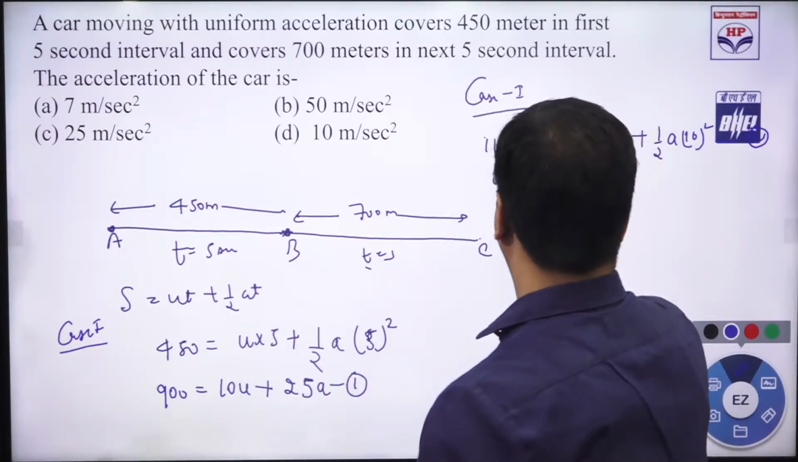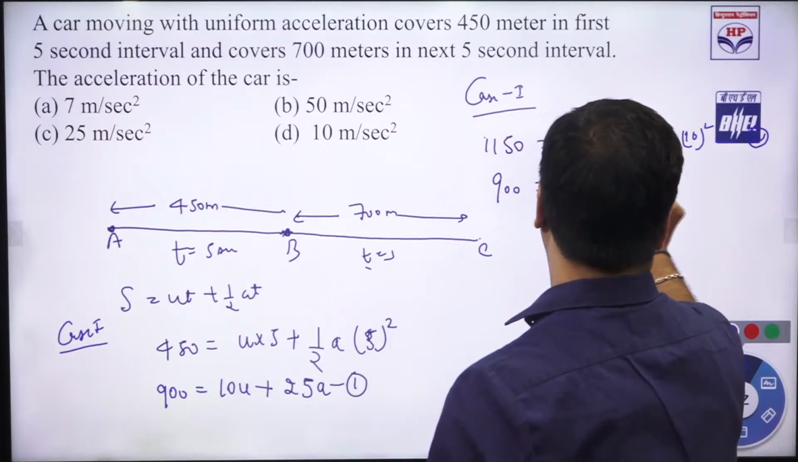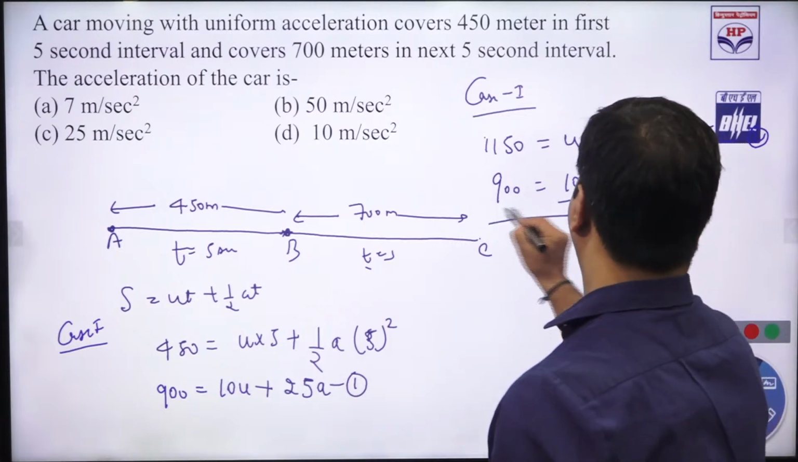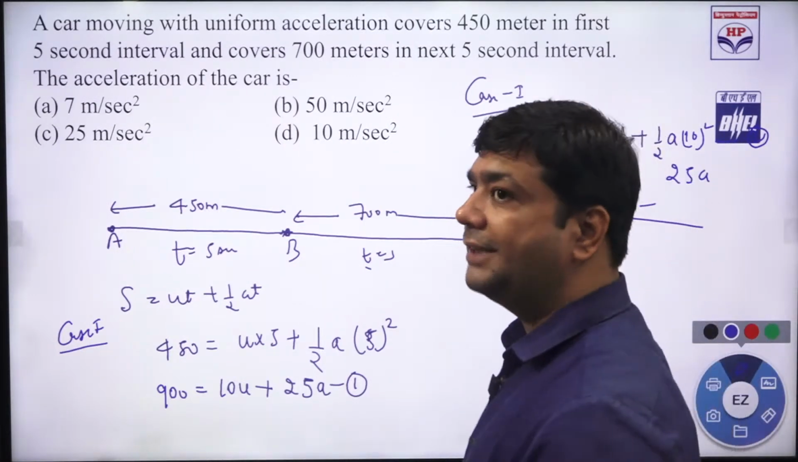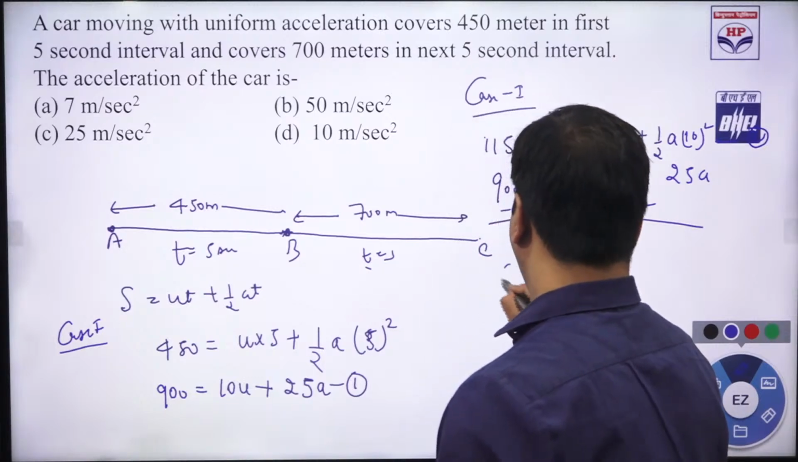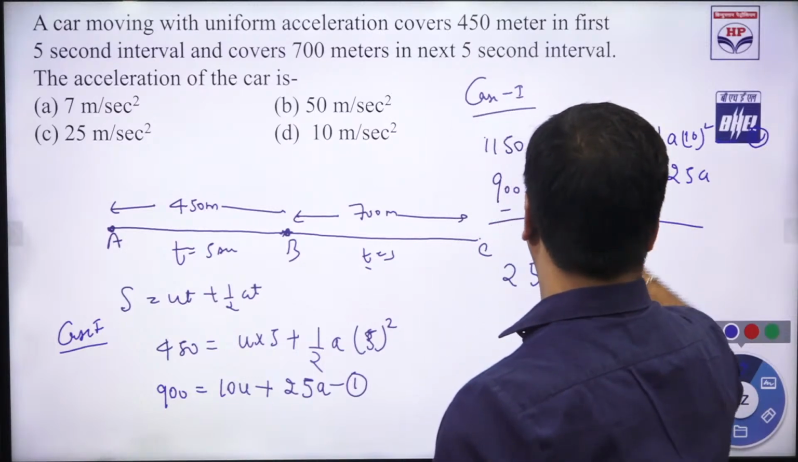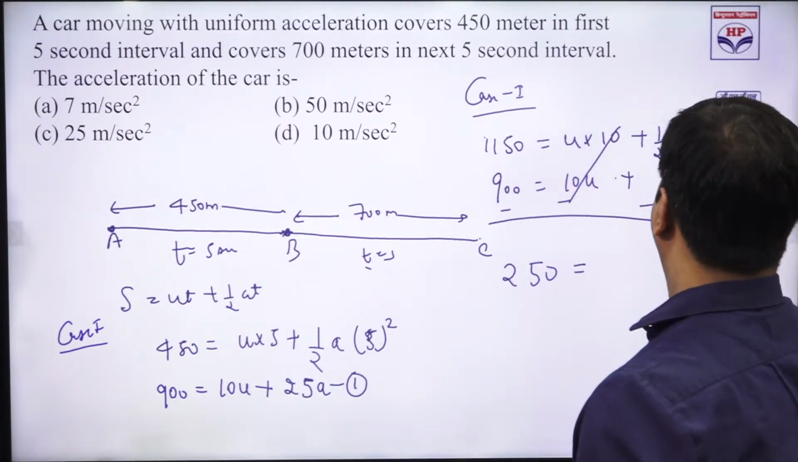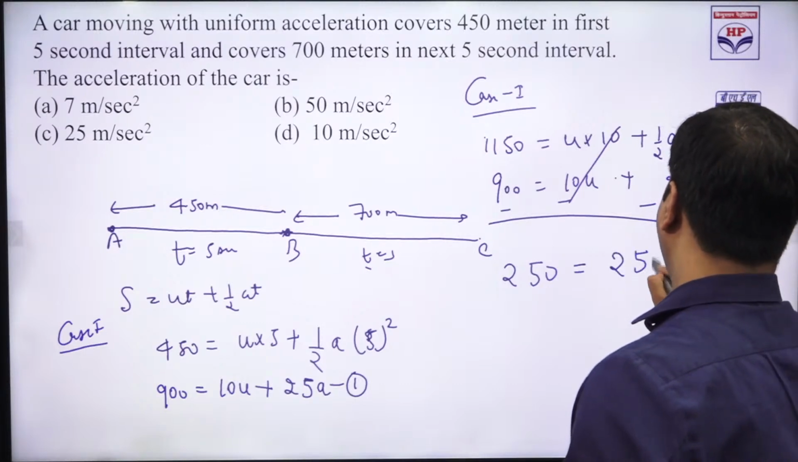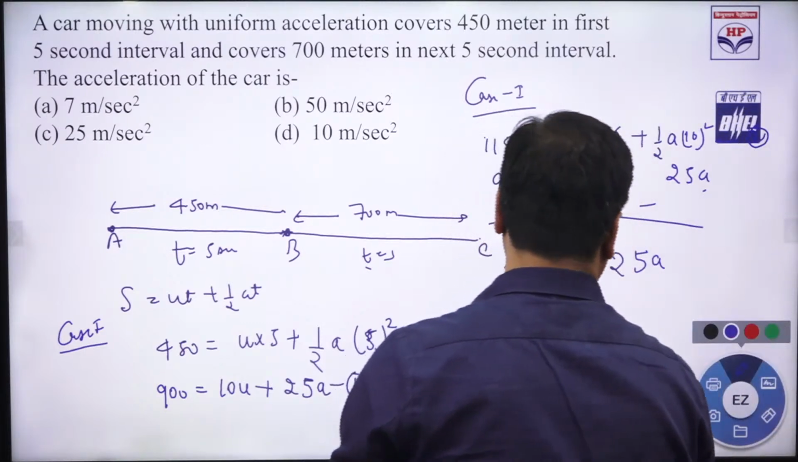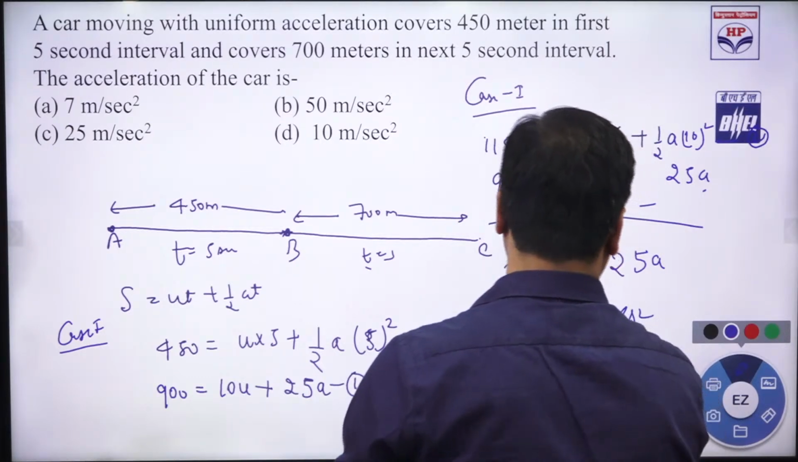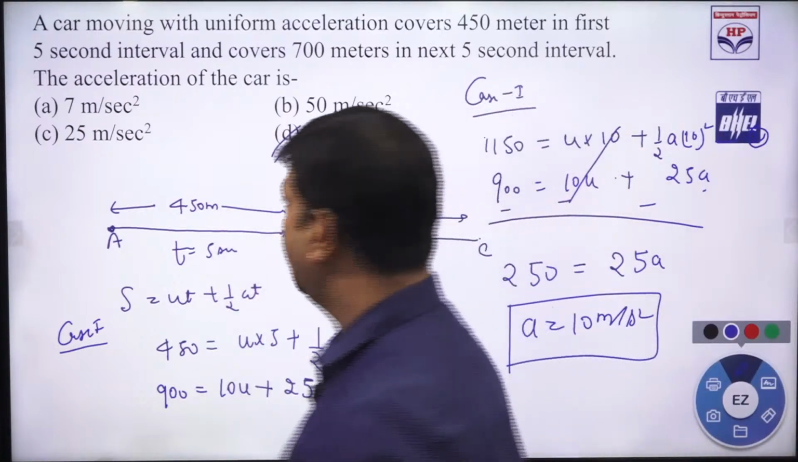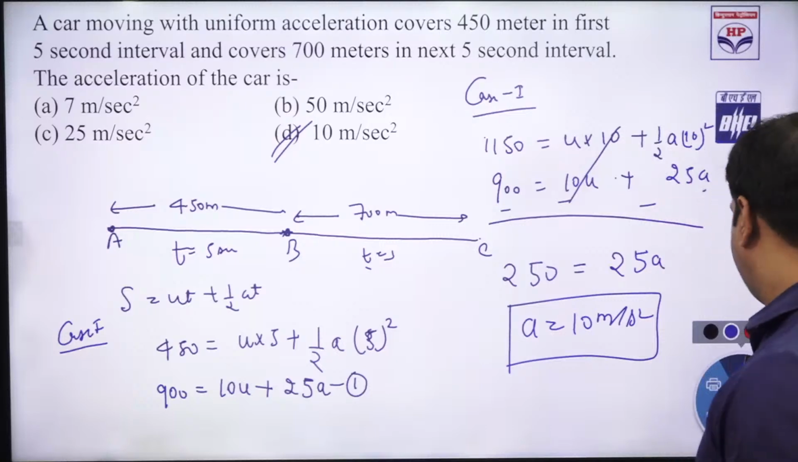So 900 equals 10u plus 25a. So just take the minus and minus. 900 minus 1150, that came to be minus 250, and this u term is going to cancel out, equals 50a minus 25a, that is 25a. So the acceleration came to 10 meter per second square. Okay, so option D is correct. Did you get it? 10 meter per second square.